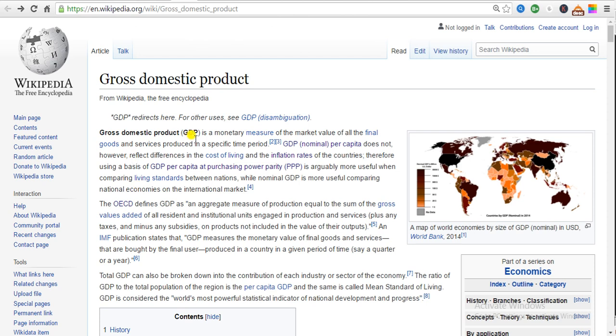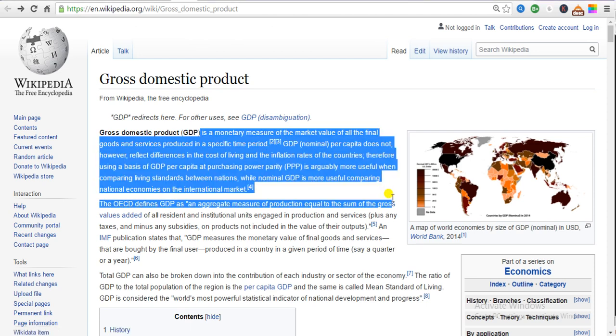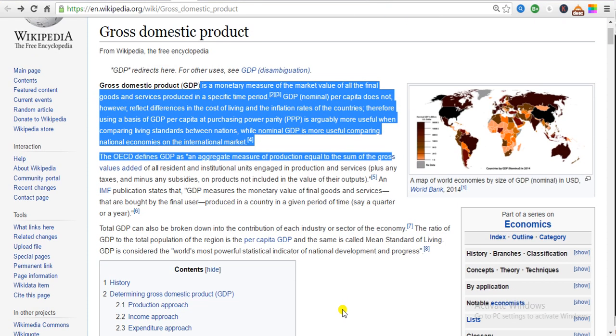So the gross domestic product is a monetary measure of the market value of all the final goods and services produced in a specific time period. This is all that you really need to know about the GDP and what it is. GDP nominal per capita does not, however, reflect differences in the cost of living and inflation rates of the countries. Therefore, using a basis of GDP per capita at PPP, purchasing power parity, is arguably more useful when comparing living standards between nations, while nominal GDP is more useful comparing national economies on the international markets.